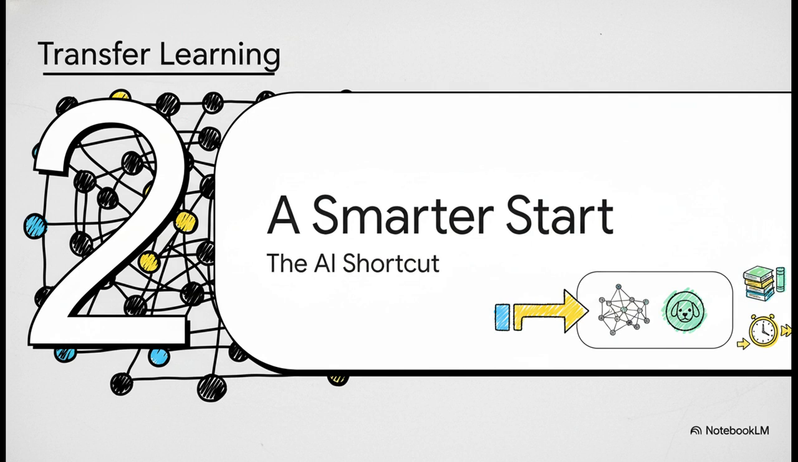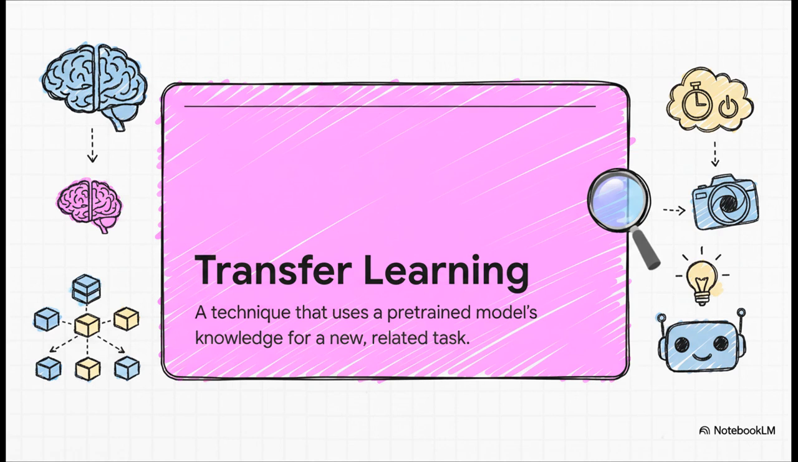And this brings us right to the breakthrough that's really at the heart of modern AI. This incredible shortcut we call transfer learning. So, what is it really? Well, put simply, transfer learning is a technique where you take a model that's already been trained on a huge general data set, and you use all of that learned knowledge as the starting point for a brand new related task. See? You're not starting from zero, you're starting from a place of really deep foundational understanding.